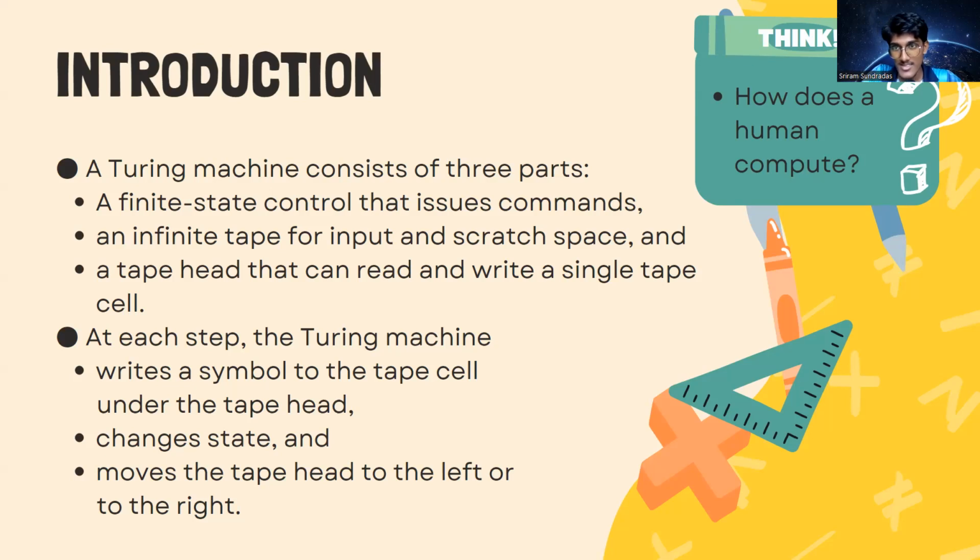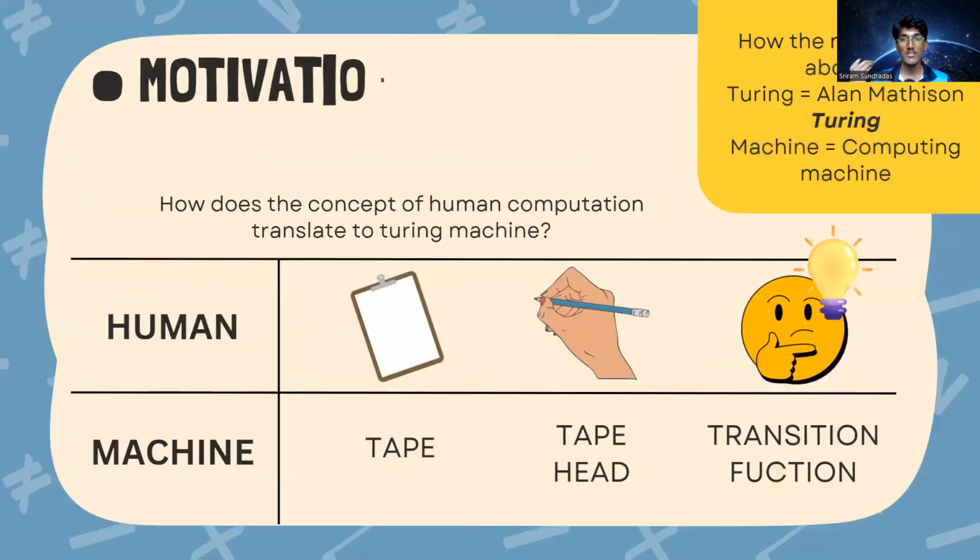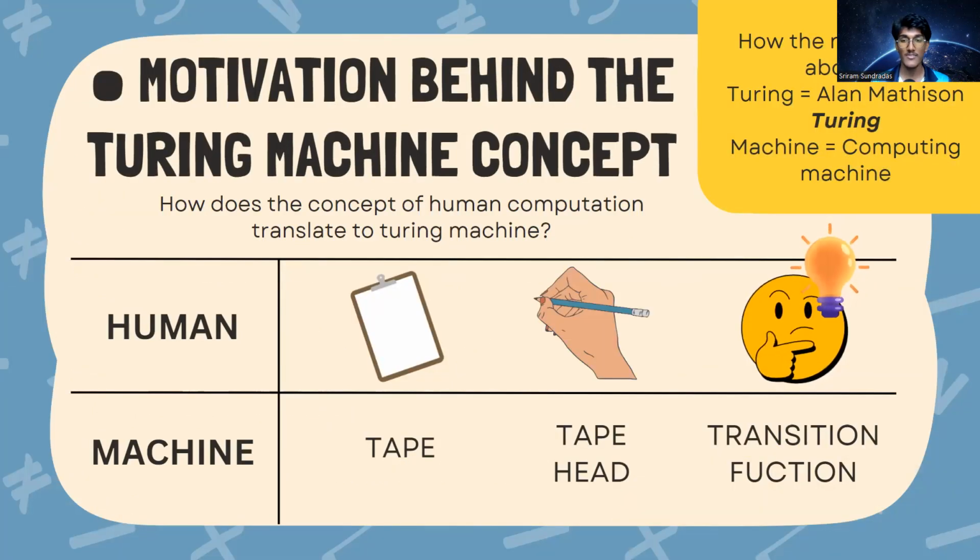And it says something over here. To think, how does a human compute? This is essentially how the motivation of it came about. First, we write an input on a paper. So you can see I have a pen and I have a clipboard. So we write an input on a paper, right? And from that, we do the computation. We process on how to solve an issue. And finally, we write the output on the paper.